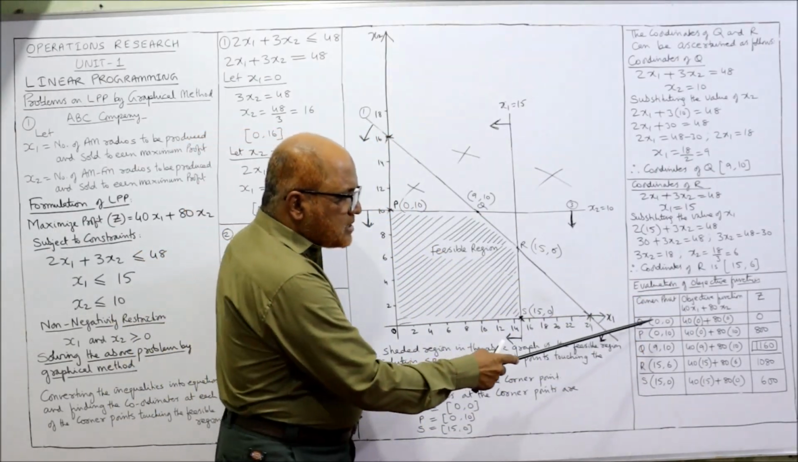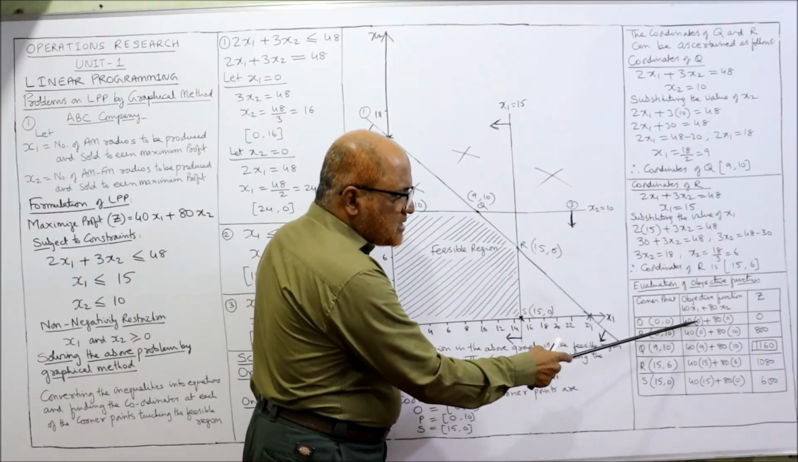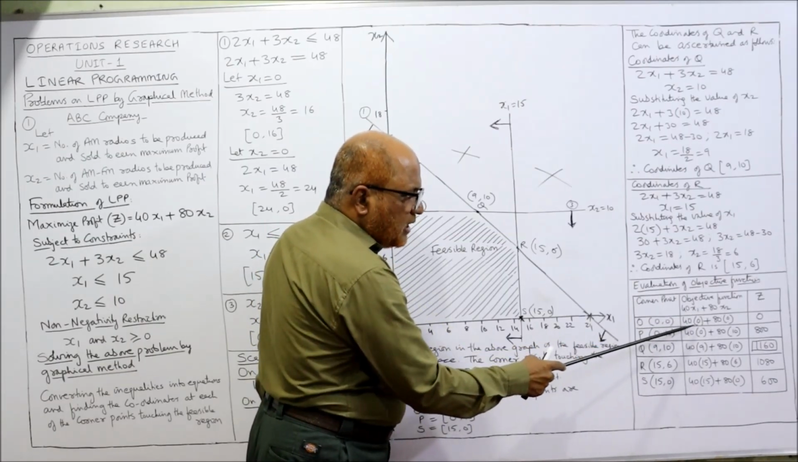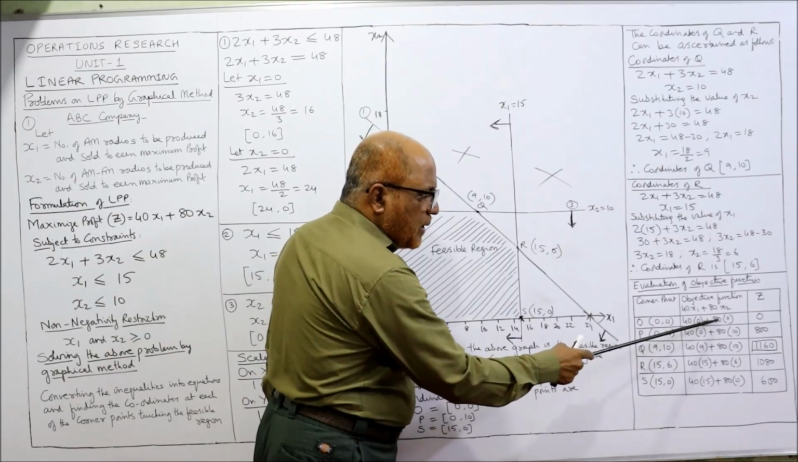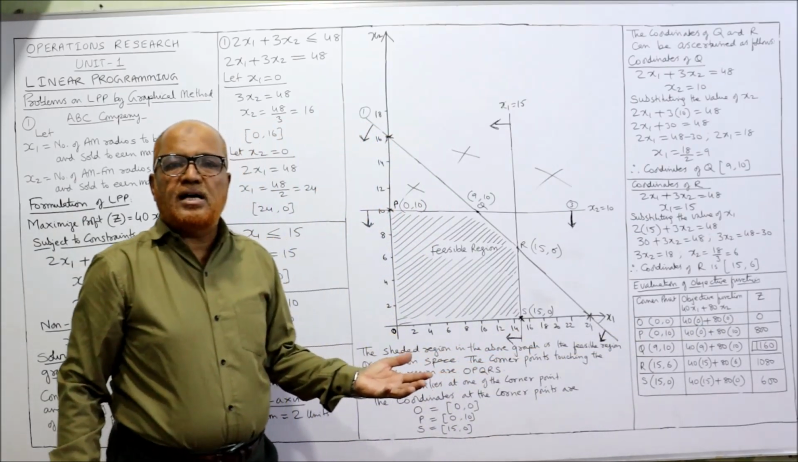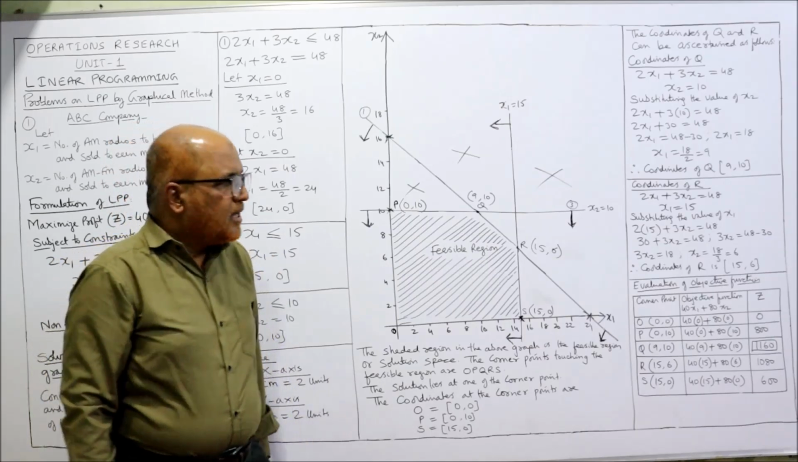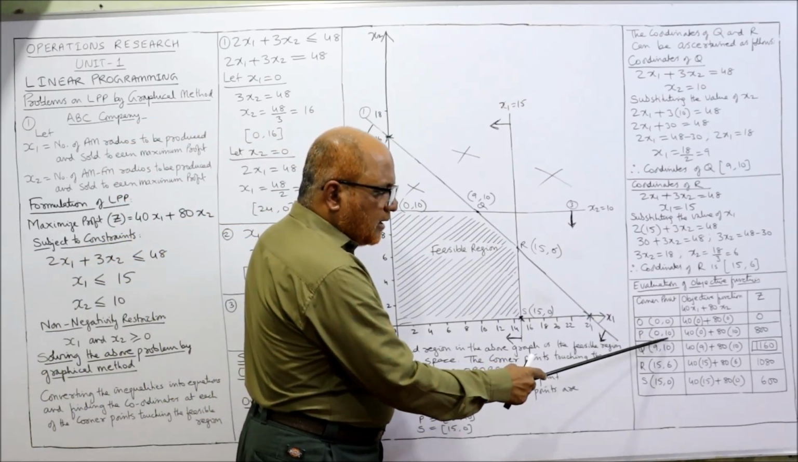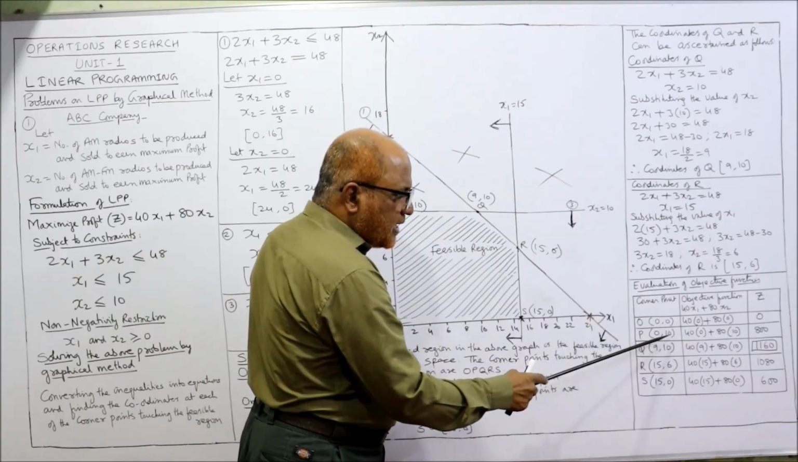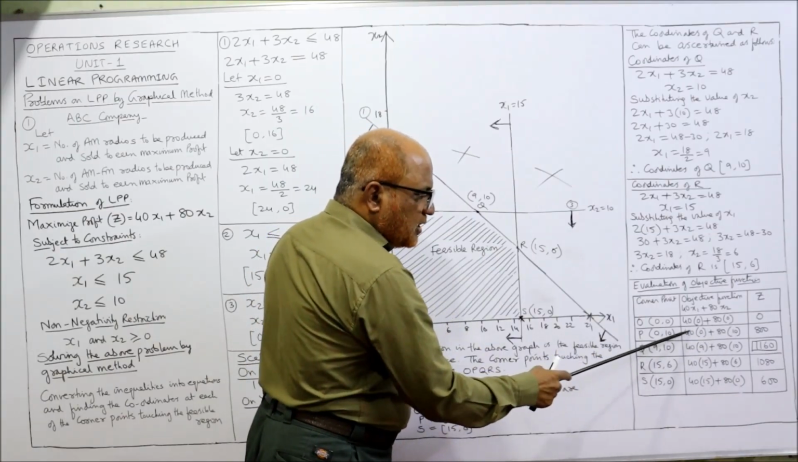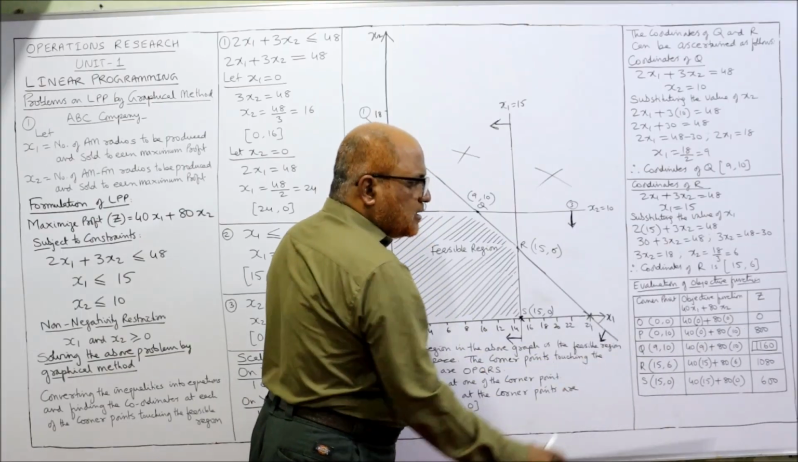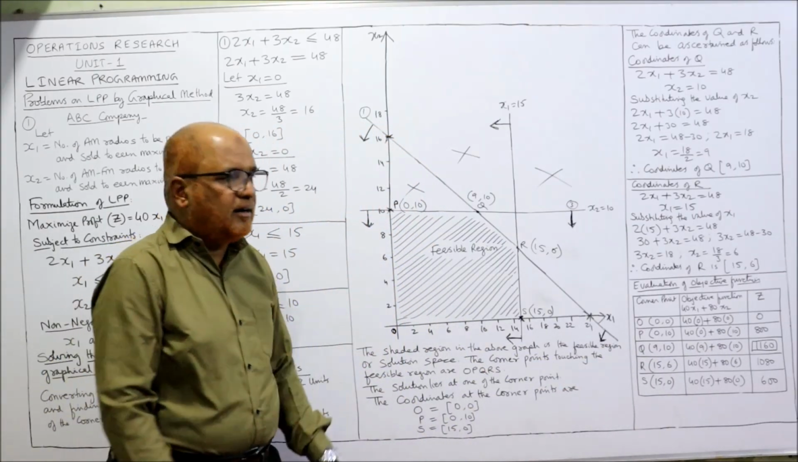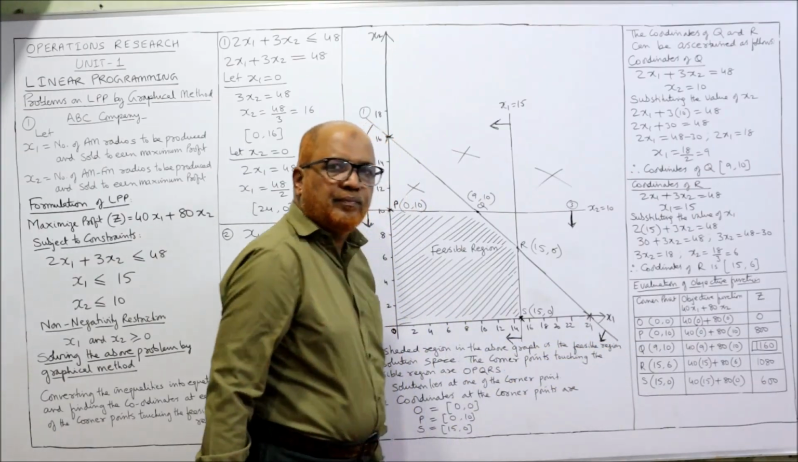Total. So here 0, 0. That means x1 is 0, x2 is 0. So 40 into 0 is 0, plus 80 into 0 is 0. So 0 plus 0, you will get 0 as the Z value. First one. Second one, 0, 10. So x1 is 0, x2 is 10. So 40 into 0 is 0, 80 into 10 is 800. So 0 plus 800, 800 is the Z value.